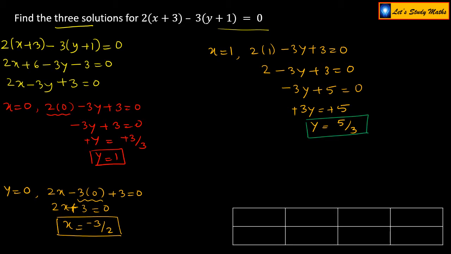We'll fill it in the table. So we'll consider x and y. When x is equal to 0, then y value is 1. When y is equal to 0, then x value is minus 3 by 2. When x is equal to 1, then y value is 5 by 3. The values can come in fractions also. No need to worry about that. But while plotting the graphs, we'll consider the integers. So integer values we'll consider, we'll ignore the fractions.